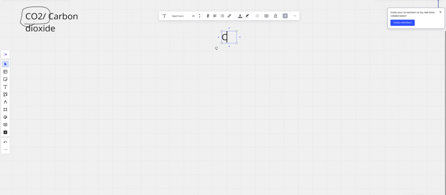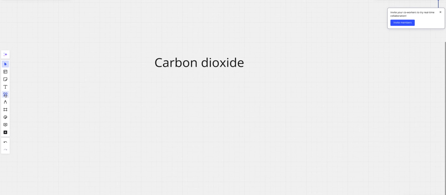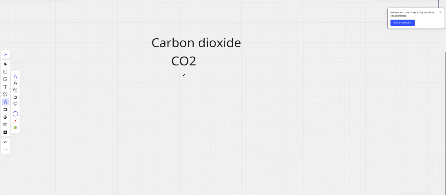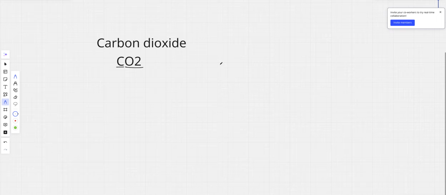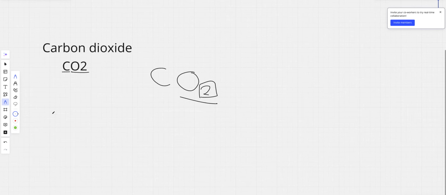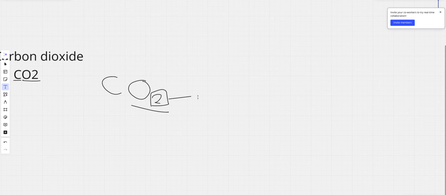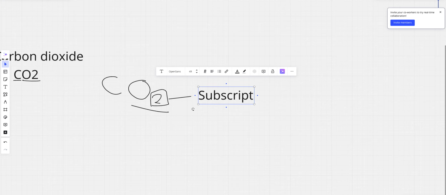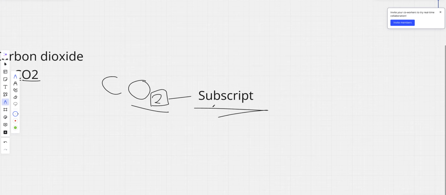Let's take carbon dioxide. What is the symbol? CO2. This means that there is one carbon atom and two oxygen atoms. In CO2, the 2 is called a subscript. This is the subscript 2.